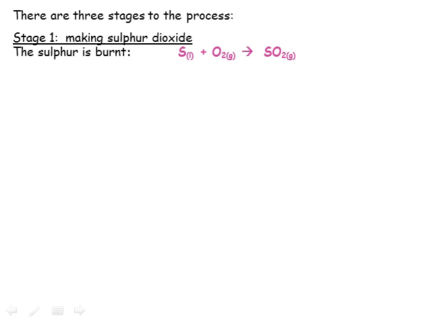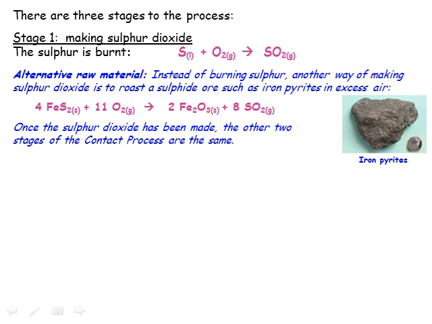The process is carried out in 3 stages. In the first stage, sulphur is burned in oxygen, oxidizing the sulphur to form sulphur dioxide. An alternative raw material which can be used in the first stage is any sulphide ore, such as the iron ore known as fool's gold. Roasting a sulphide ore in air causes sulphur dioxide to be formed, as well as a metal oxide, iron 3 oxide in the case of the iron ore.